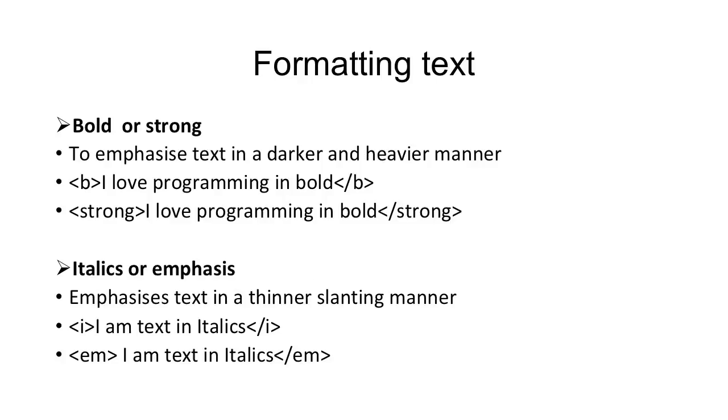We have the bold or strong tags, which are used to emphasize text, that is, make it darker or heavier. You can use the B tag or you can use the strong tag. We have the italics or the emphasis tag, which is the I or the EM. It is used to emphasize text by making it thinner and making it slant in a particular way.